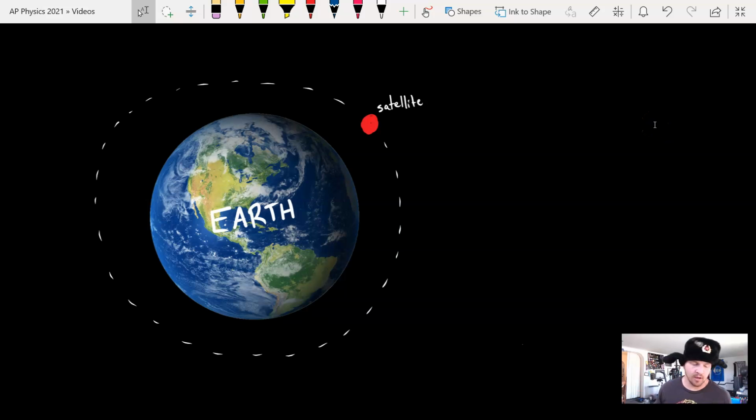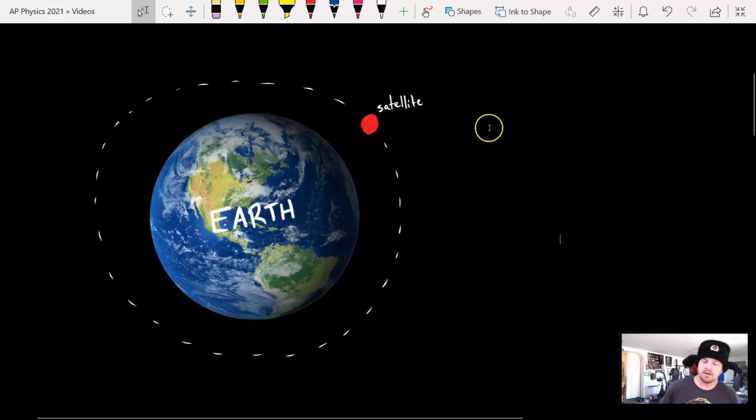Good morning. So we're going to be going over orbital stuff today. And so this is the beautifully drawn... I drew this picture of Earth myself. It's wonderful. But this is a satellite.